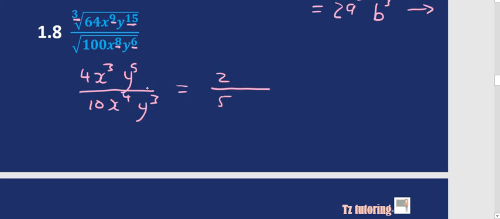Now how do we deal with x and y? Because the bigger exponent is at the bottom, 4 is bigger than 3, we want to keep x at the bottom, and we subtract 4 minus 3, which is obviously 1. And for y, because the bigger exponent is on top in the numerator, we keep y on top, and 5 minus 3 is 2.